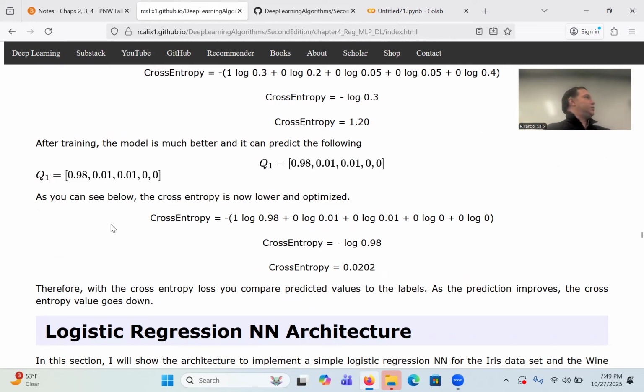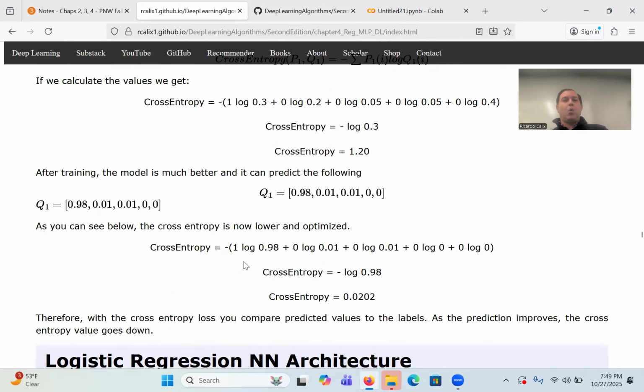All right. So we do the same thing again, right? Because we're in fact doing this all the time. Every iteration, we do this calculation and we use those values to back propagate to update the weights. But at this point, we've completed that process. We know that the weights are very good. So now we compute the cross entropy just like we did over here. 1 times log of 0.98, 0 times log of 0.01, and so on. When we calculate this cross entropy, it is 0.02.